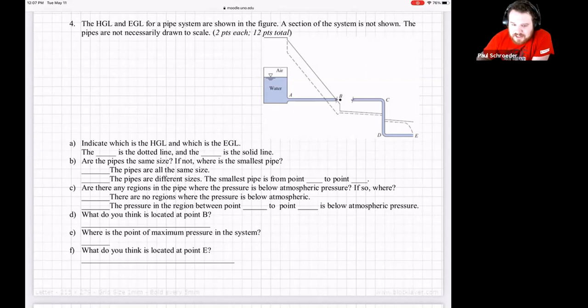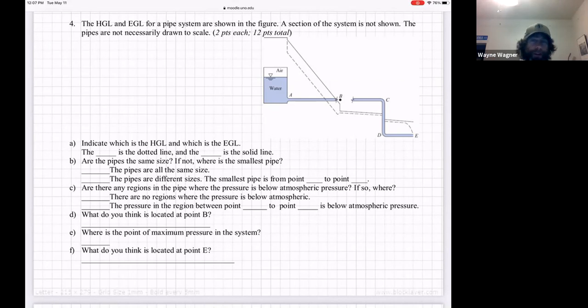The EGL is the top one, right? Yep, EGL is always above the HGL. So basically, to get from one to the other, you just subtract V squared on 2G.